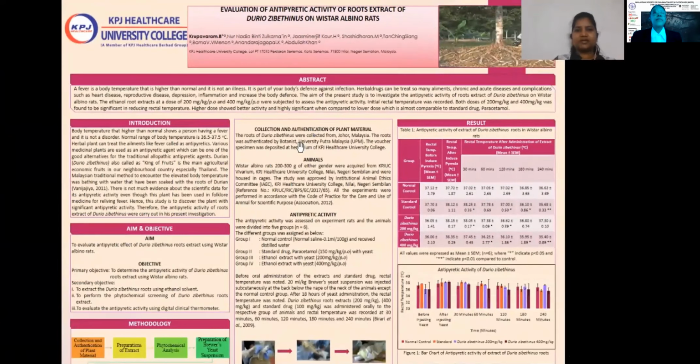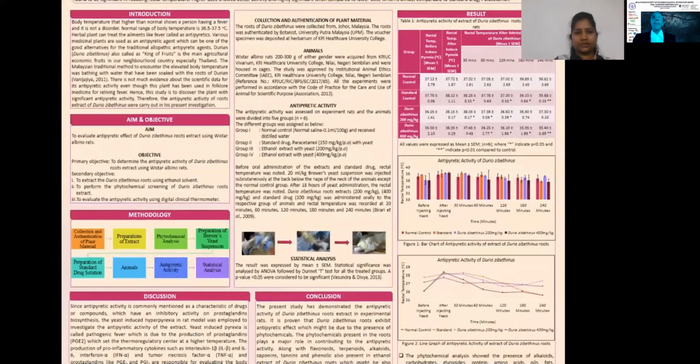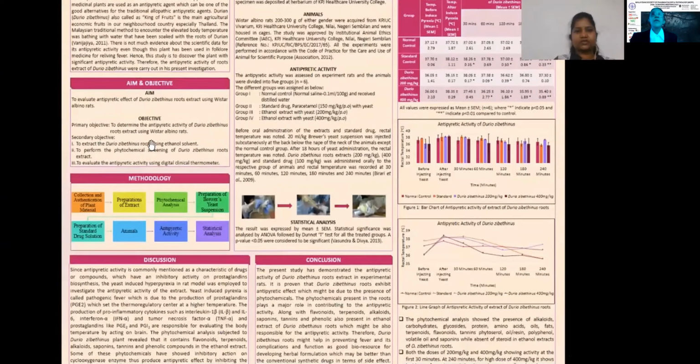Today I am going to present on the topic: evaluation of antipyretic activity of root extracts of Durio zibethinus on Wistar albino rats. Here is my objective, where we are going to determine the antipyretic activity. Here are our secondary objectives: collecting the ethanol extract, phytochemical screening to find all the phytoconstituents, and the antipyretic method. And this is the methodology.